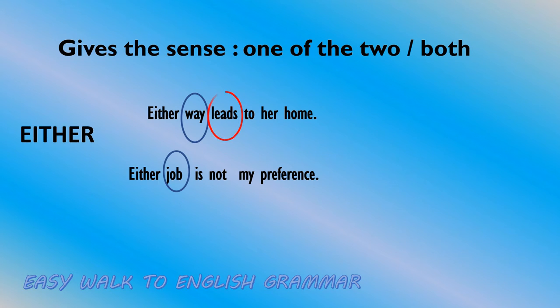Likewise, we used the singular form of the verb lead. When we add s to the verb, it becomes singular: leads. That's a singular form of the verb. We have to use singular forms of the verb along with the determiner either. And in the second sentence also, we used the singular form of be, is, the singular present form of be.